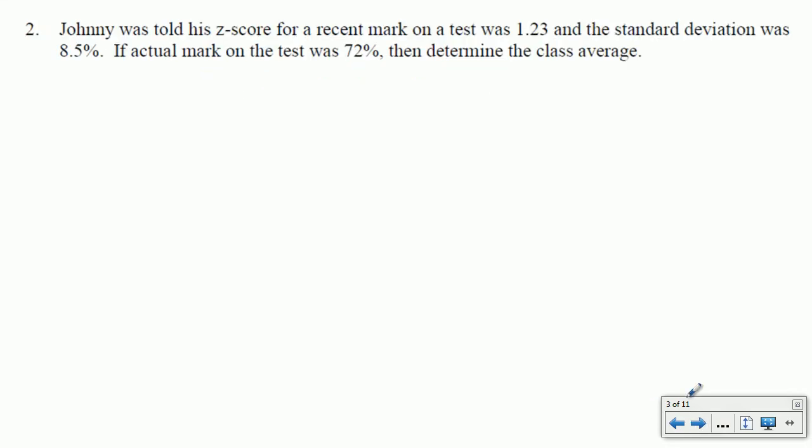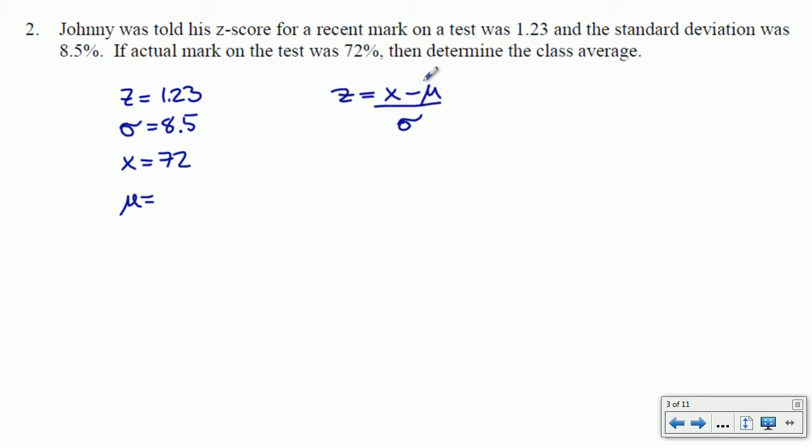In example number 2, Johnny was told his Z-score for a recent mark on a test was 1.23, and the standard deviation was 8.5%. If the actual mark on the test was 72%, then determine the class average. So let's start by writing what we know. The Z-score is 1.23. The standard deviation, sigma, is 8.5. His actual score was 72%, so that's x. And we need to figure out the class average, which is mu. So we can use the formula z equals x minus mu divided by sigma, and we solve for mu.